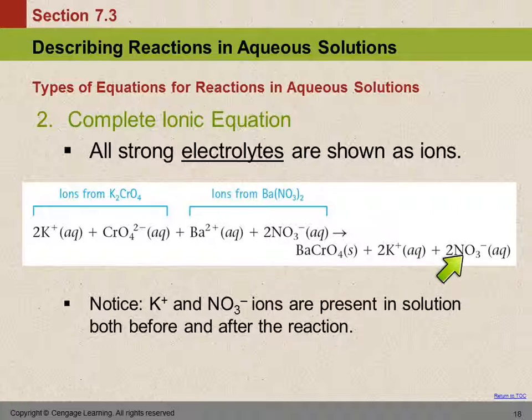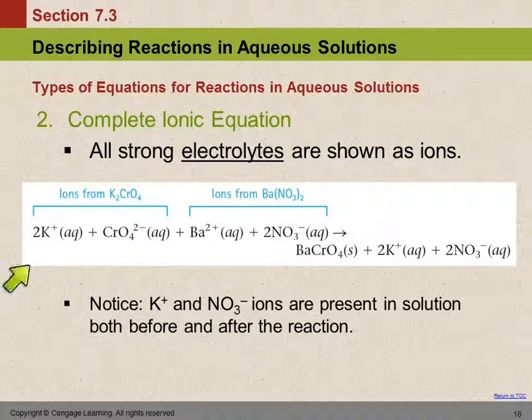But the potassium nitrate was soluble. That was aqueous. It was dissolved. This is also a strong electrolyte. So any ionic compound that has aqueous behind it is a strong electrolyte. And so when we write the complete ionic equation, we're going to show the individual ions. If the state symbol there is solid, liquid, or gas, then you keep it together.